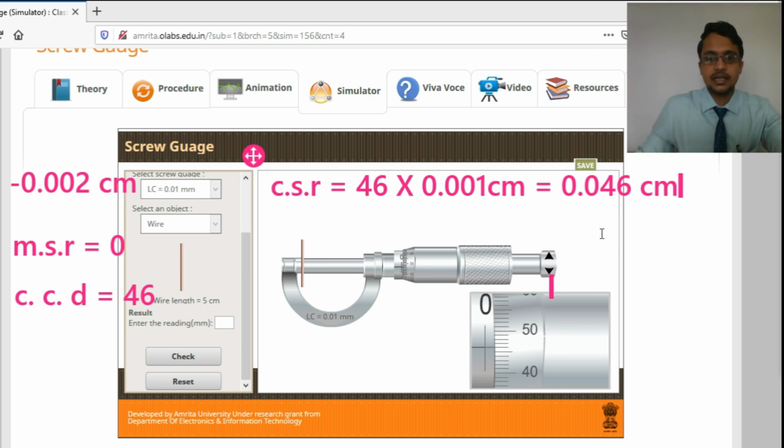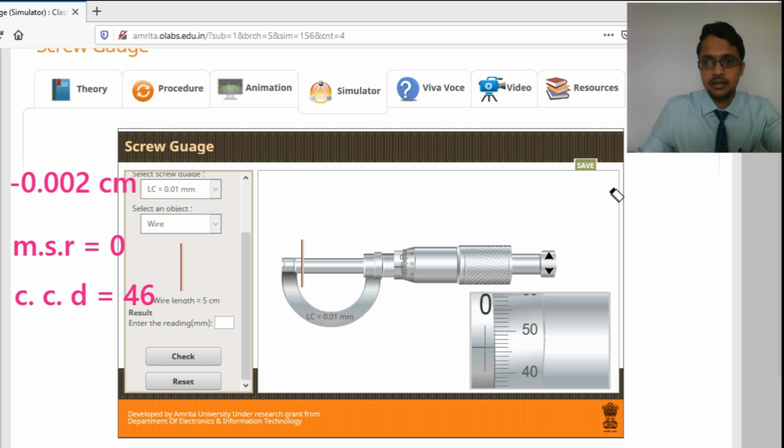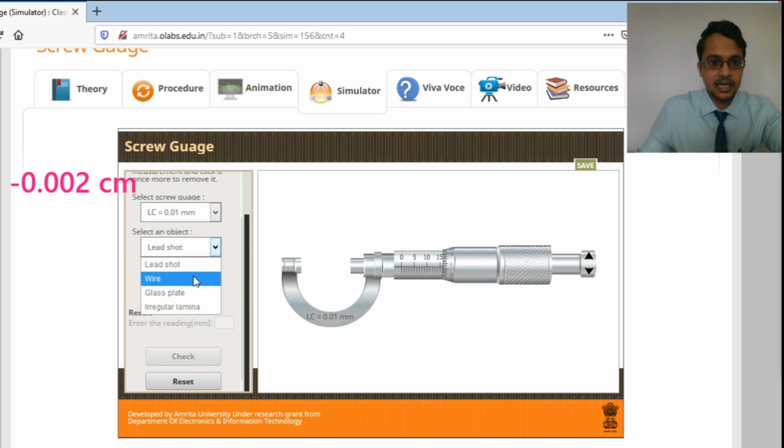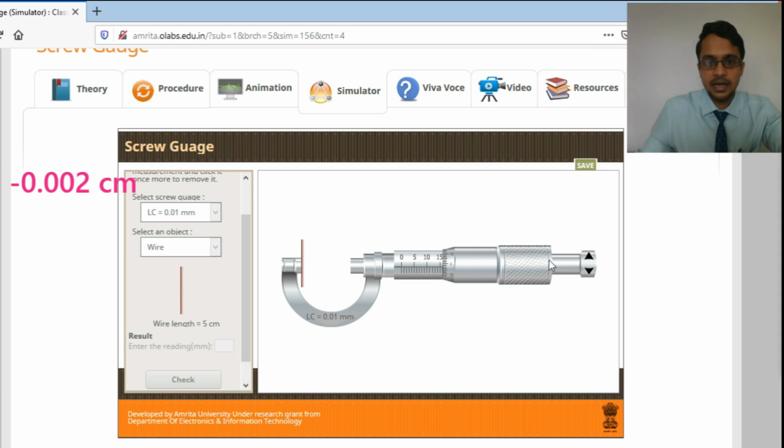In this way we will take many readings. So I am taking another reading again. I am deleting all these values, just keeping this negative error. So I am taking another one, so reset. Again I am putting the wire and rotating it. I hope you can understand now how to take the reading.